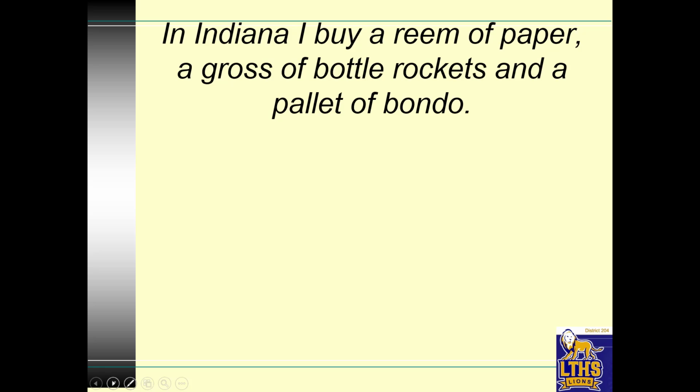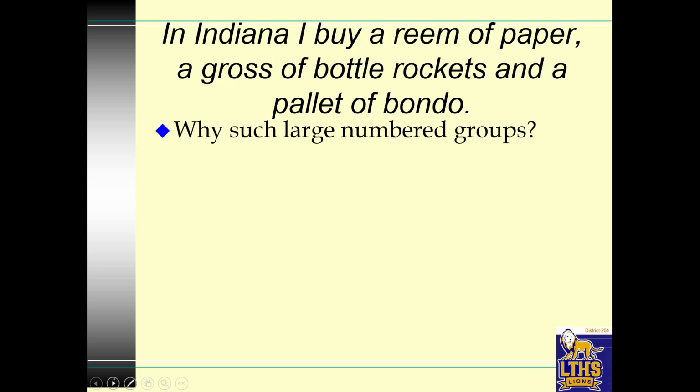In Indiana, I buy a ream of paper, a gross of bottle rockets, yeehaw, and a pallet of Bondo. Bondo is like duct tape that holds your car together, for those of you who don't live the wonderful hillbilly lifestyle I do. A ream of paper is 500 sheets of paper. A gross of bottle rockets is 144. And a pallet of Bondo, if you go to Costco, you see the pallets, so that one was just kind of fun to be a little more hillbilly.